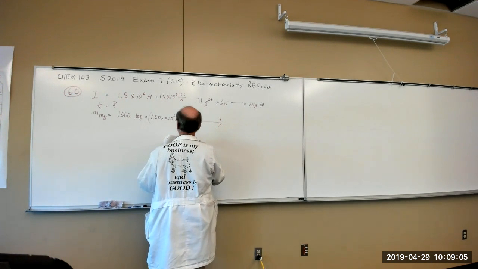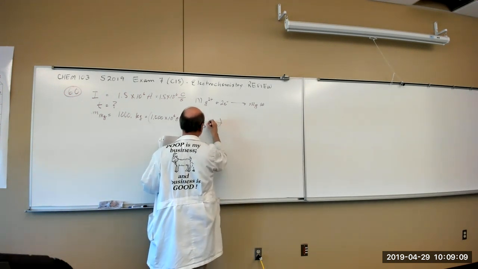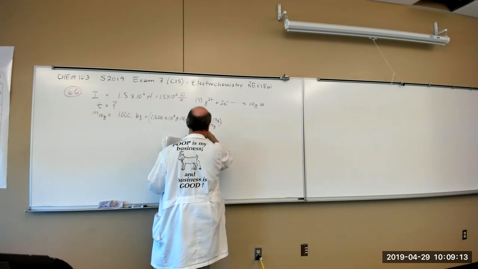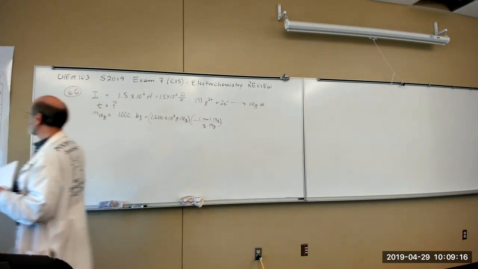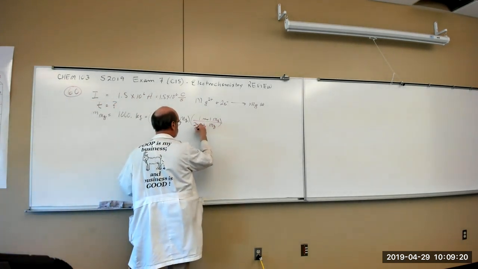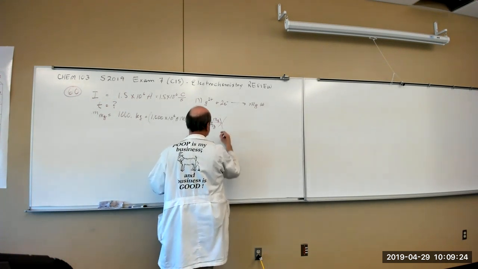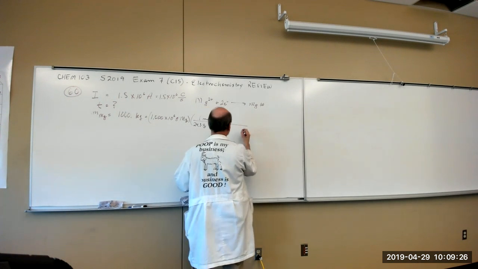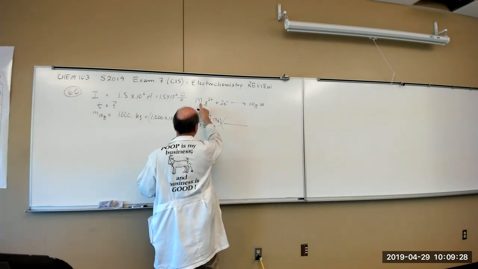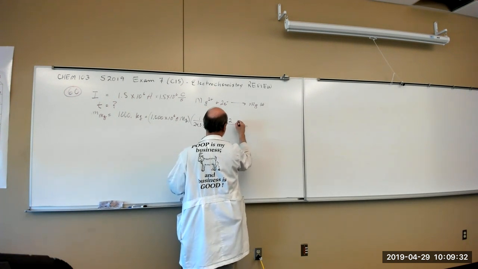So here we need grams of magnesium to moles of magnesium. And that's 24.3, isn't it? Yeah, 24.3 here. So this gives us moles of magnesium. Now we want to find out how many electrons. What's the ratio? 1 mole of magnesium for every 2 electrons. So 2 electrons for 1 magnesium.